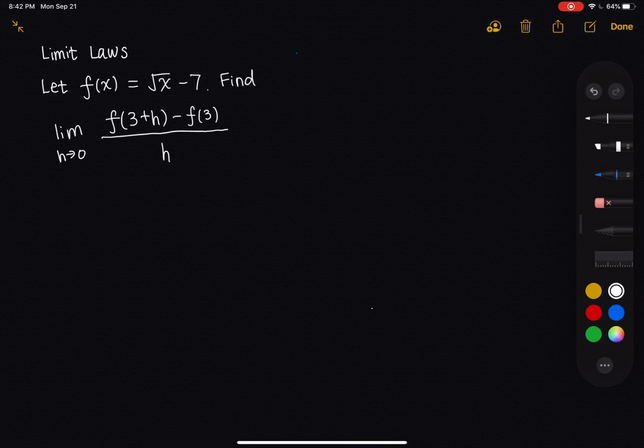Limit law that deals with a function and the difference quotient. So this expression that you see, f of 3 plus h minus f of 3 divided by h, in pre-calculus we call it the difference quotient, because it's a quotient, something divided by something. So how do we approach a problem like this?